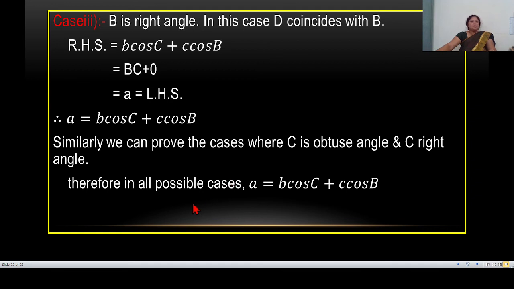Therefore, in all possible cases, a equals b cos C plus c cos B. Similarly, we can prove the other statements.